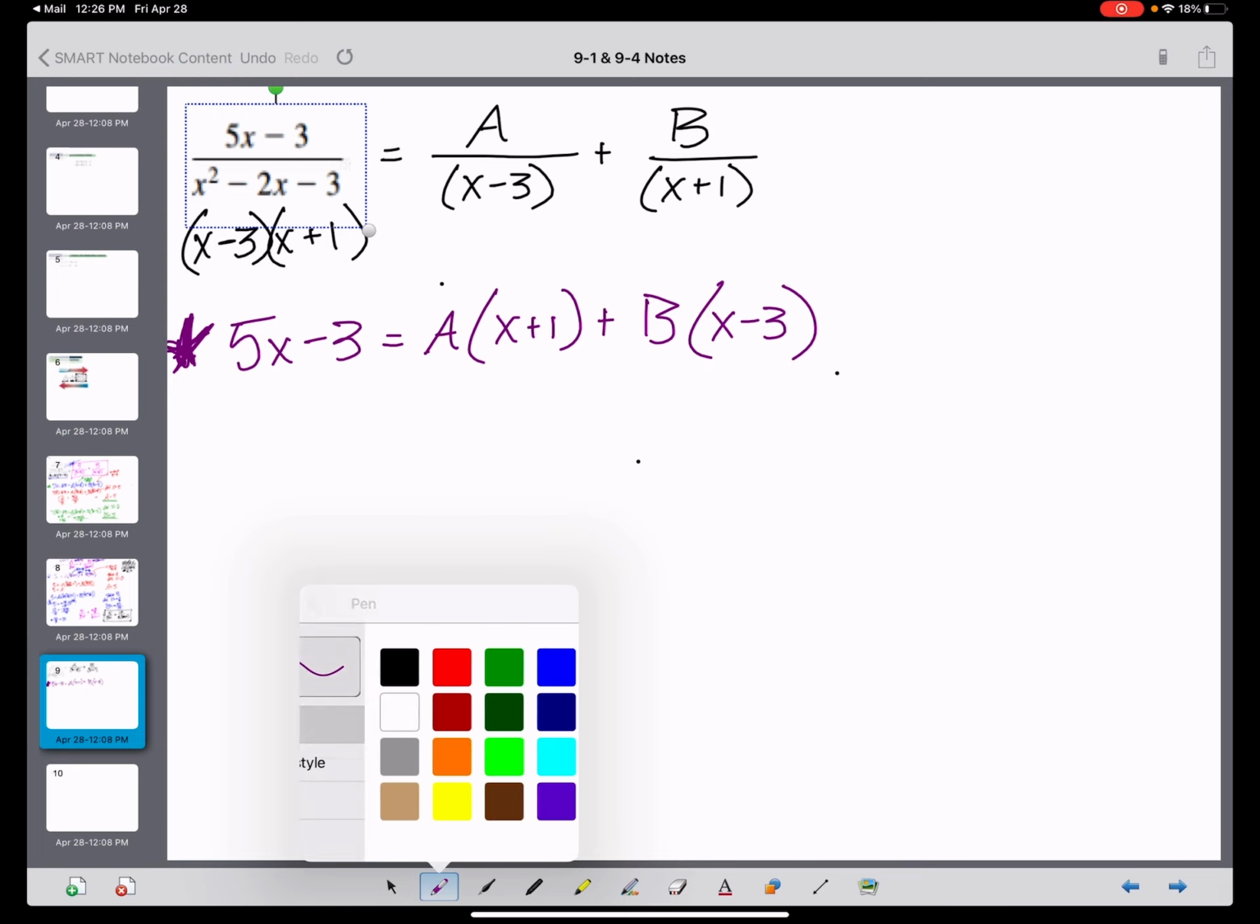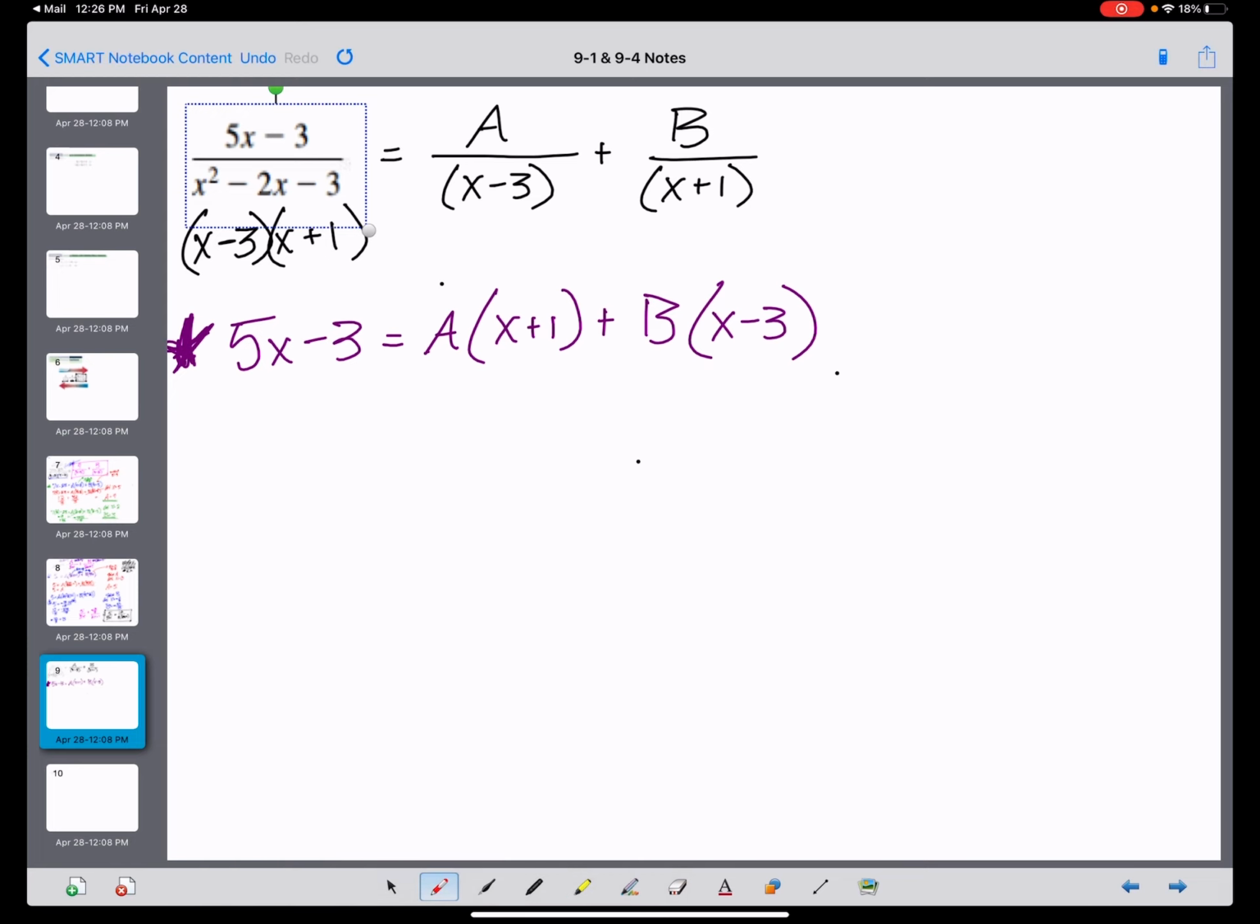All right, from here, you decide what you want to solve. If I want to solve for A, then I'm trying to get rid of B. Well, what makes B be multiplied by 0? When we let x equal 3, because 3 minus 3 is 0. So when I want to solve for A, I get rid of the B.